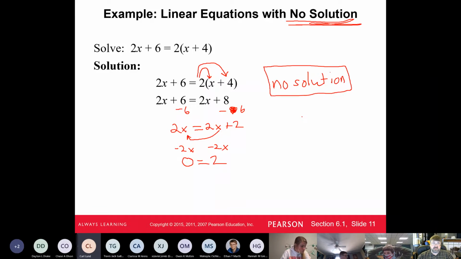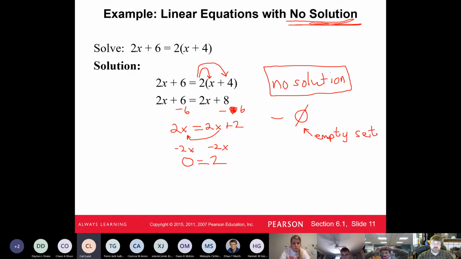Your author uses set theory, set notation rather. And so for a multiple choice question on a quiz, instead of "no solution," you're going to see the symbol for an empty set. That means the same thing. This is not the number 0, remember. This is the symbol for an empty set. It's an empty set because there's nothing in it. There's no solution.